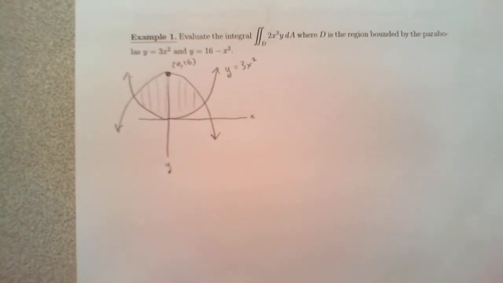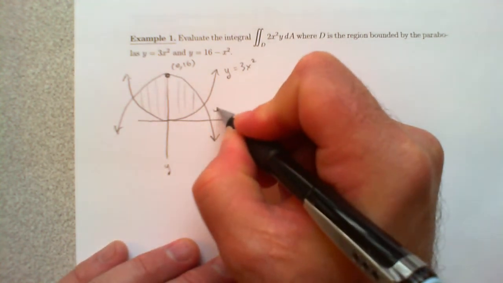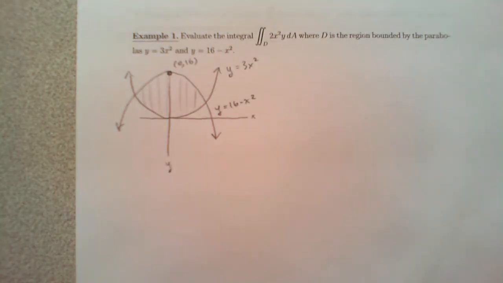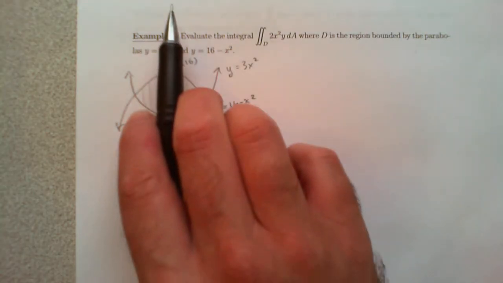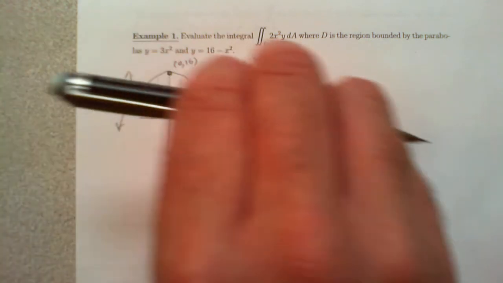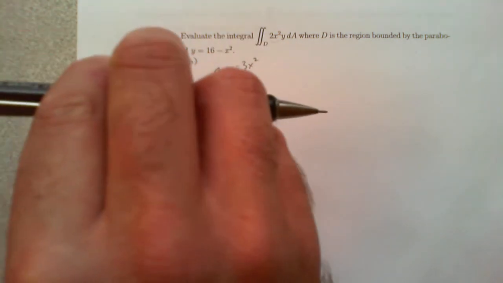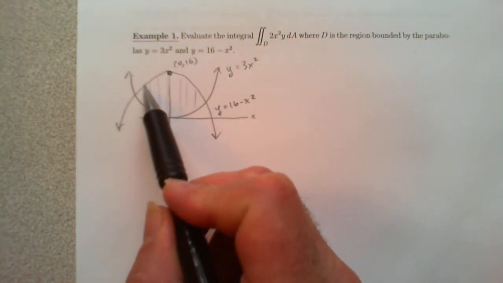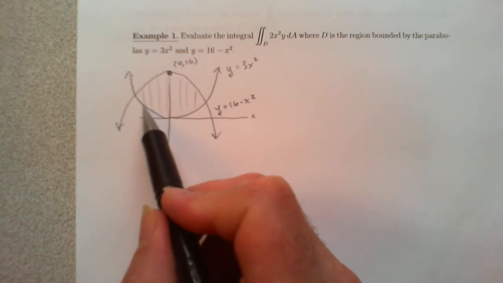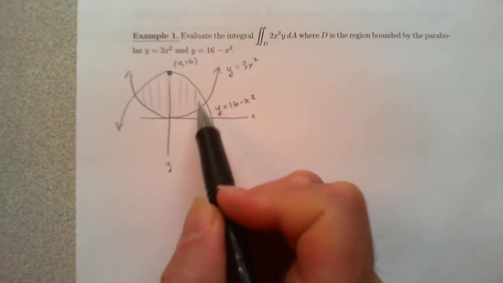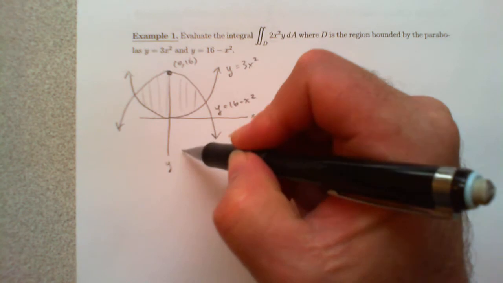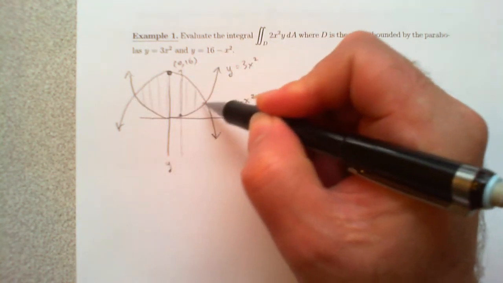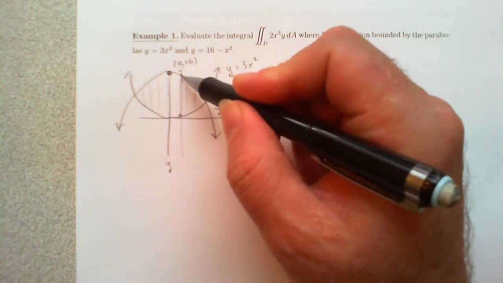Let me put the title on here. This is y equals 16 minus x squared. Now, do you want to enter in this direction or coming in like this? If you chose this way right here, you would have to have two separate integrals: enter here, exit here, and then enter here and exit there. That's going to be way more work. The easiest way to do this one is coming in like this, because there's only going to be one entry function and one exit function.